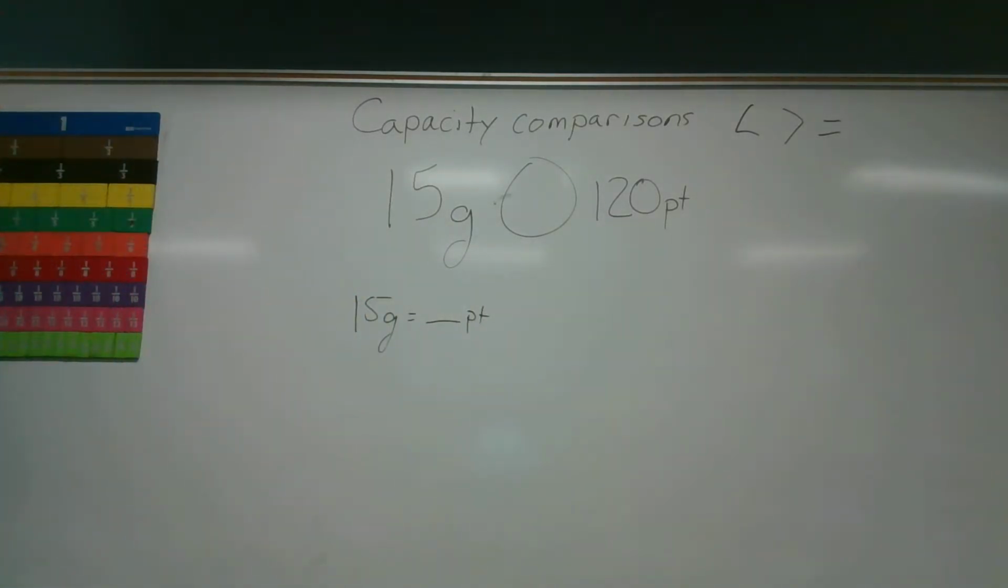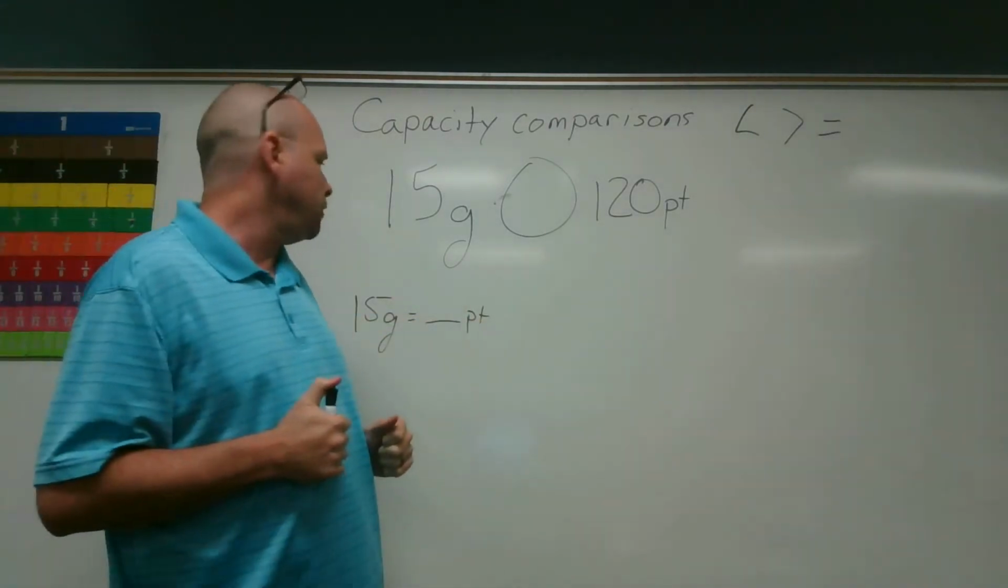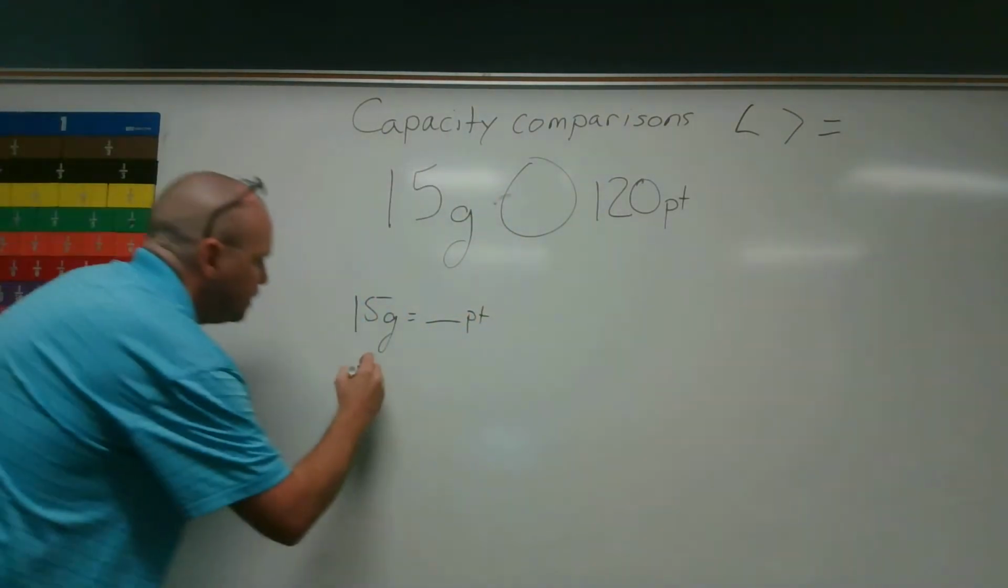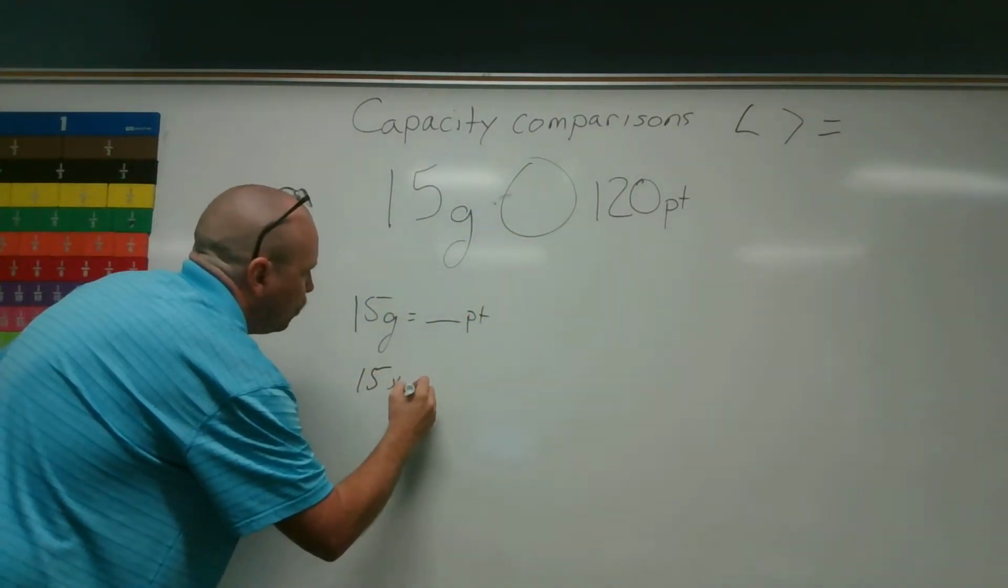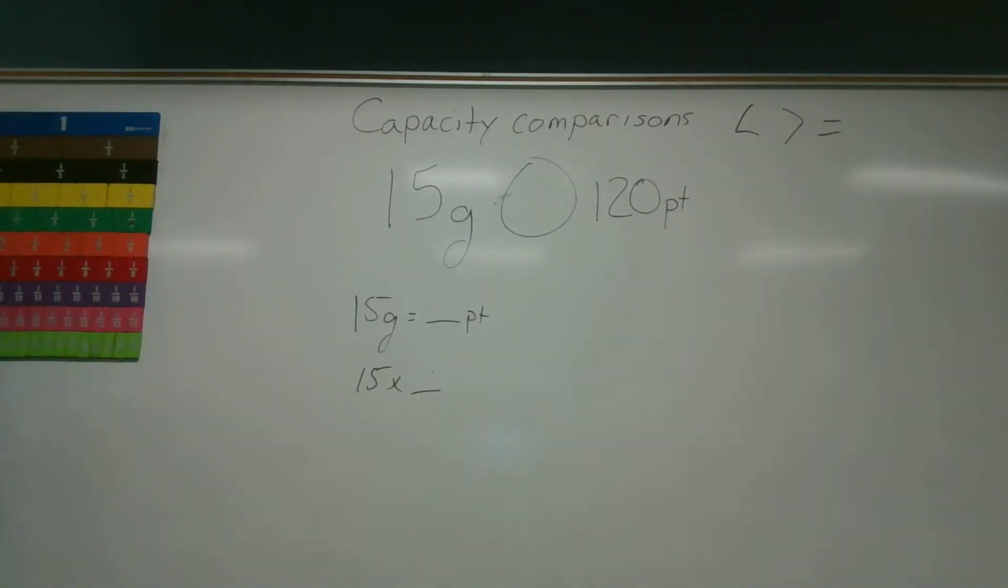Okay, are we going bigger to smaller or smaller to bigger? Bigger to smaller, because gallons are bigger than pints. Gallons to pints. So we're going to multiply 15 times what? 15 times what, Ari?